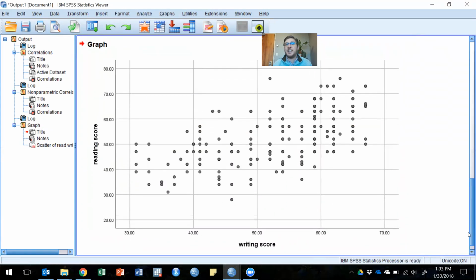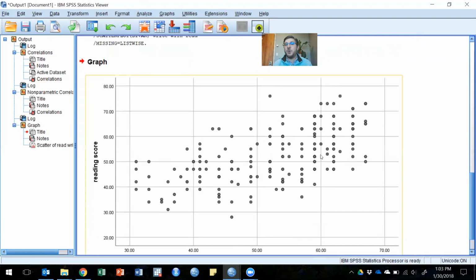So you can see in here a kind of upward trend to the data, right? As writing scores increase, reading scores tend to increase. So this would be the graph if we were trying to predict reading scores from our knowledge of writing scores.